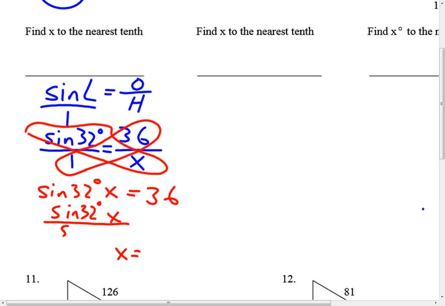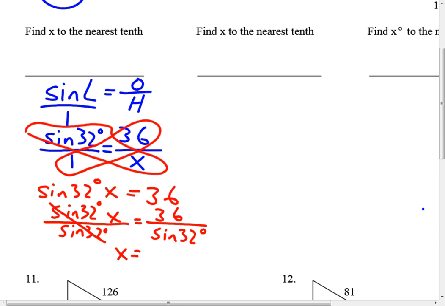So whatever it is, I'm going to divide it. And I just got to make sure I do the same thing over here. This goes away. That was the whole point. Get rid of it from that side. Do that on your calculator. Do 36 divided by sine 32. Do that right now. Yep.